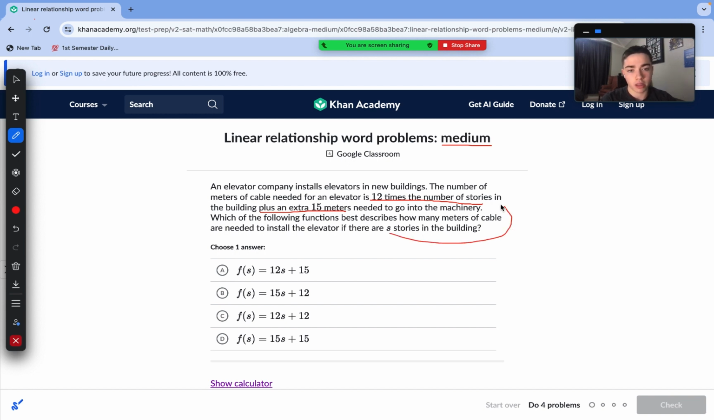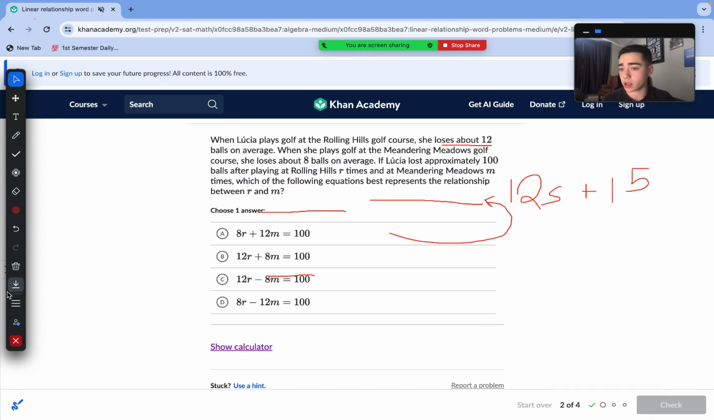So we can already see S represents number of stories in the building. 12 times number of stories means we're going to have 12S. And then we can just follow this operation. Plus an extra 15 meters. Plus means addition. Plus 15. And then that's pretty much it. We have 12S plus 15 as answer choice A, and that is our answer for this one. So we're just following the operations that they give us in this question in order to come up and write our equation. On to our next question.